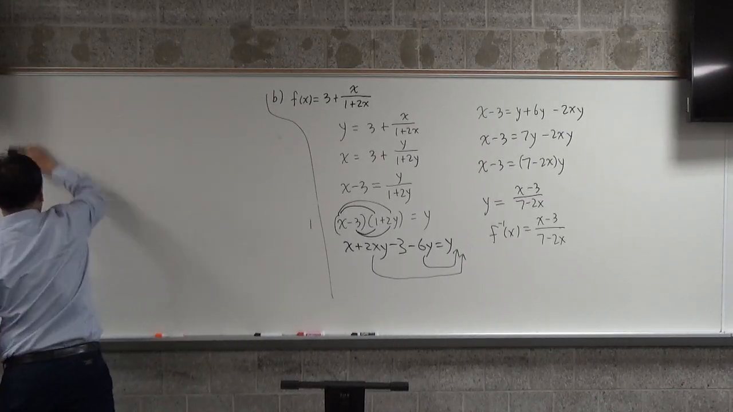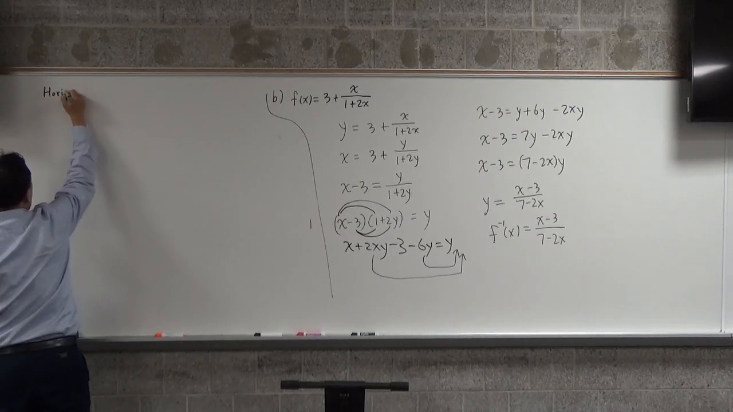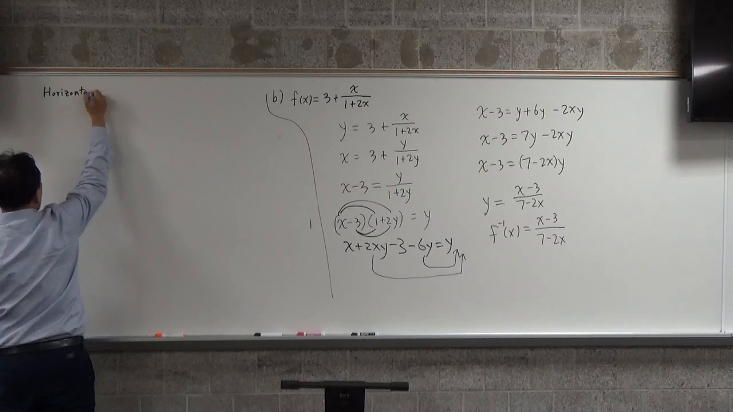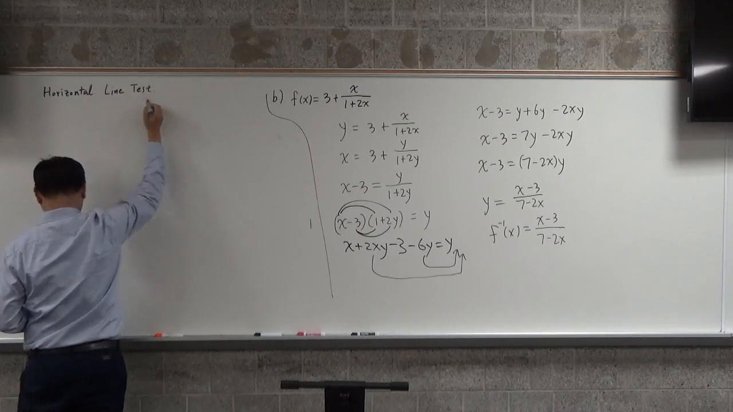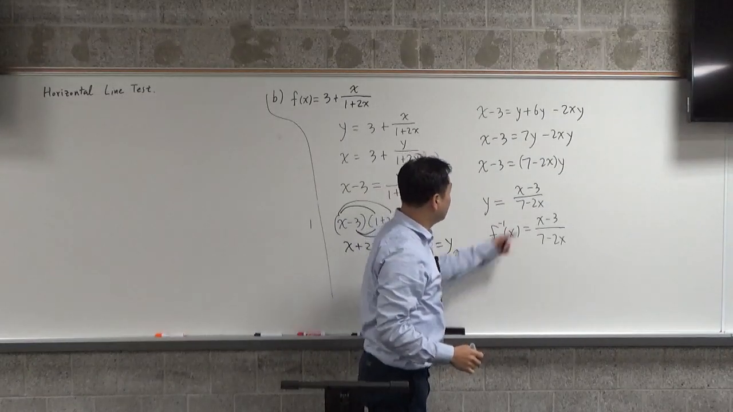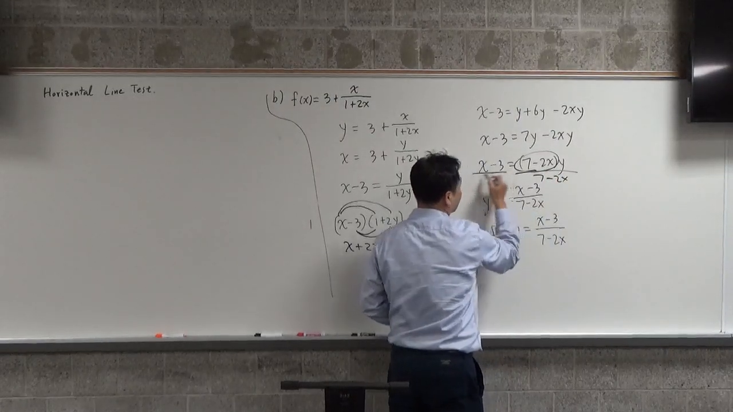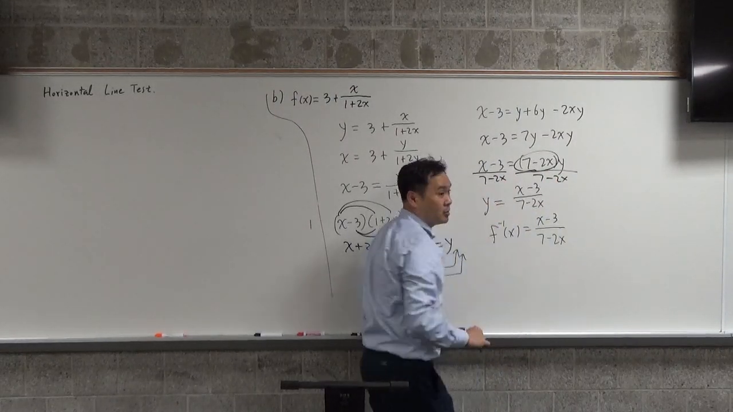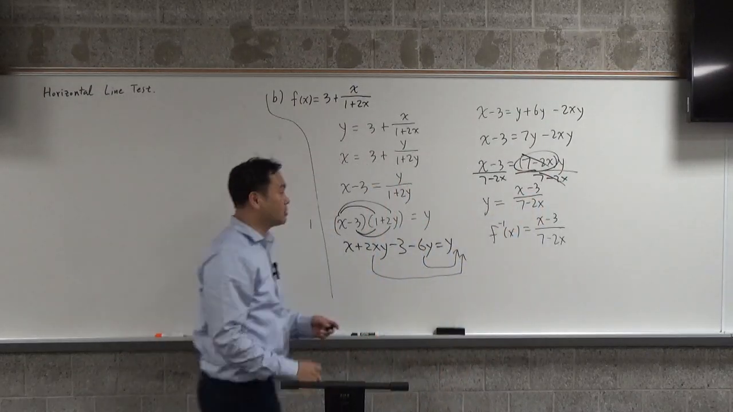Carl, I have a quick question. Yes. So where it goes from x minus 3 equals 7y minus 2xy down to x minus 3, and then all of a sudden the 7 minus 2x is... This is being divided both sides. Yeah. And then this side will cancel, and then you get that.